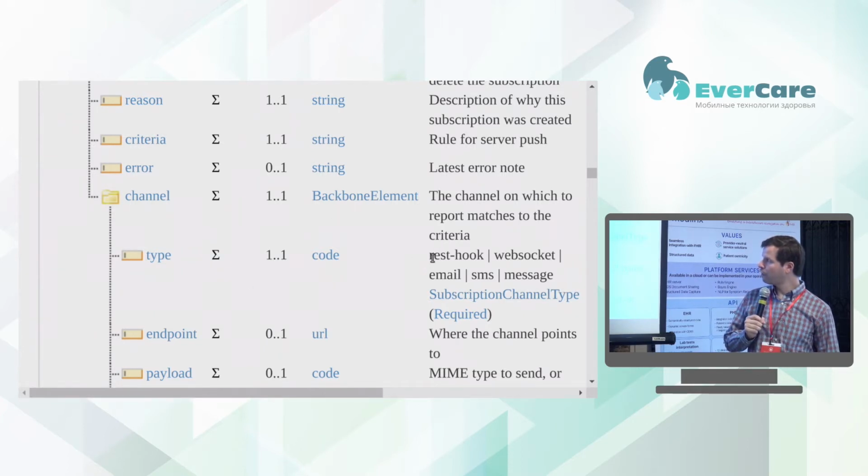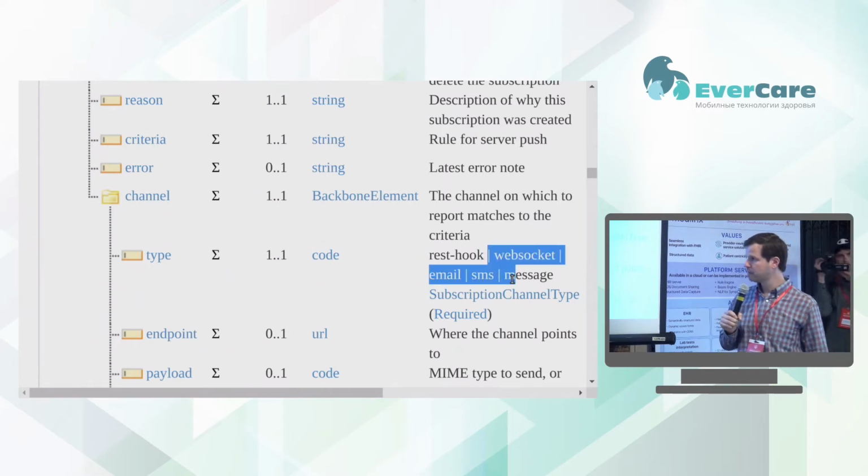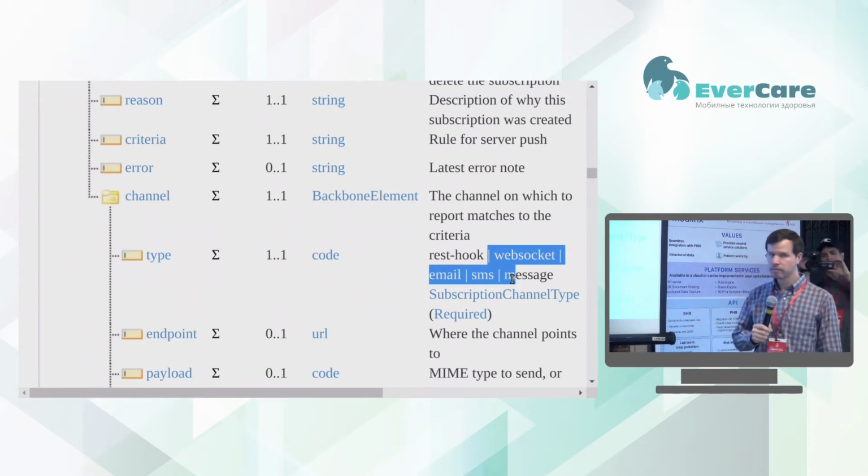And in FHIR R4, we defined a few different channel types, things like REST hooks or WebSockets or email. And this is it. There was a list of these 5, and that was the complete set of options.